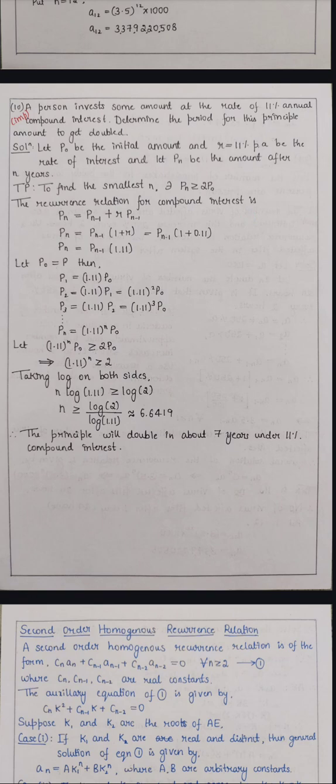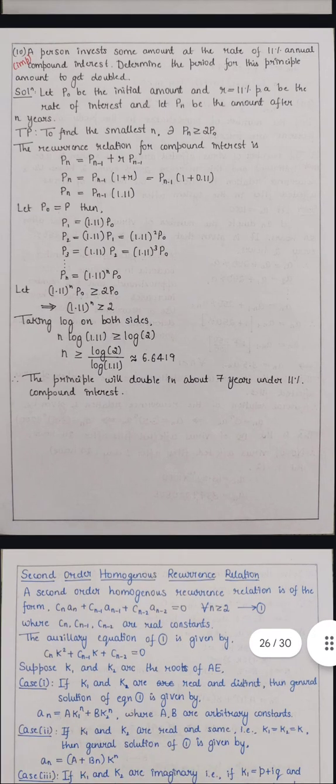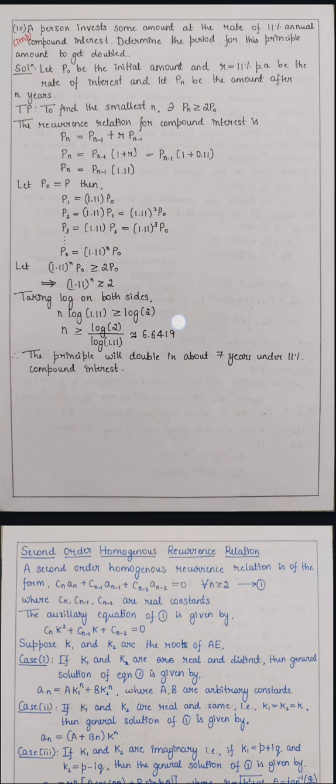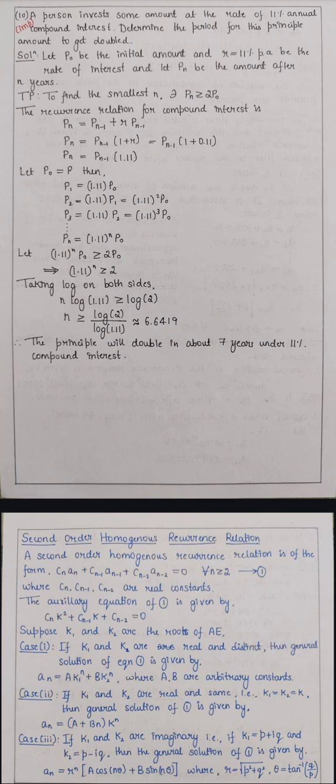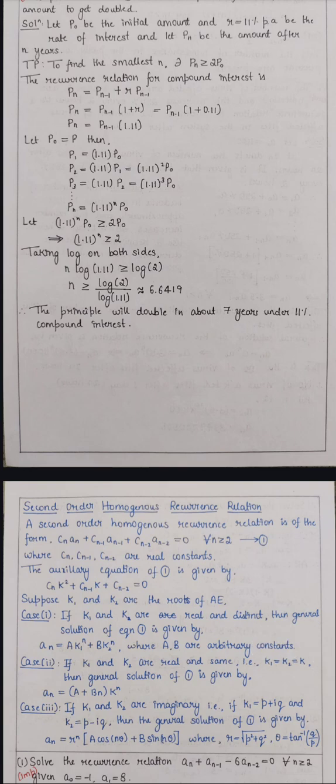So what we are having now is that we should get Pn greater than or equal to 2 P0. The initial amount should be doubled. So when are we getting that? Pn = Pn-1 + rate of interest into Pn-1, that is Pn-1 + r Pn-1, where r = 0.11. So Pn = 1.11 into Pn-1.